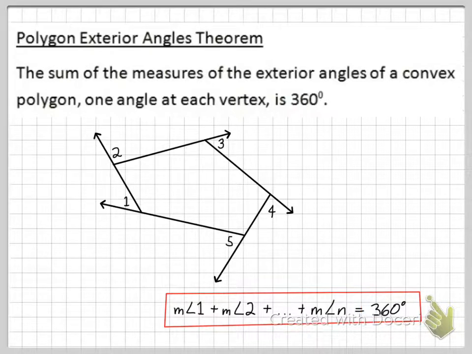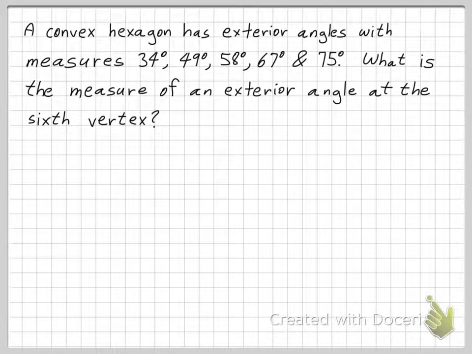So what kind of problems can you expect with this theorem? Well, how about this? A convex hexagon has exterior angles with measures 34 degrees, 49 degrees, 58 degrees, 67 degrees, and 75 degrees. What is the measure of an exterior angle at the sixth vertex? So a hexagon has six vertices, and we want to find out what the measure of the missing angle is.